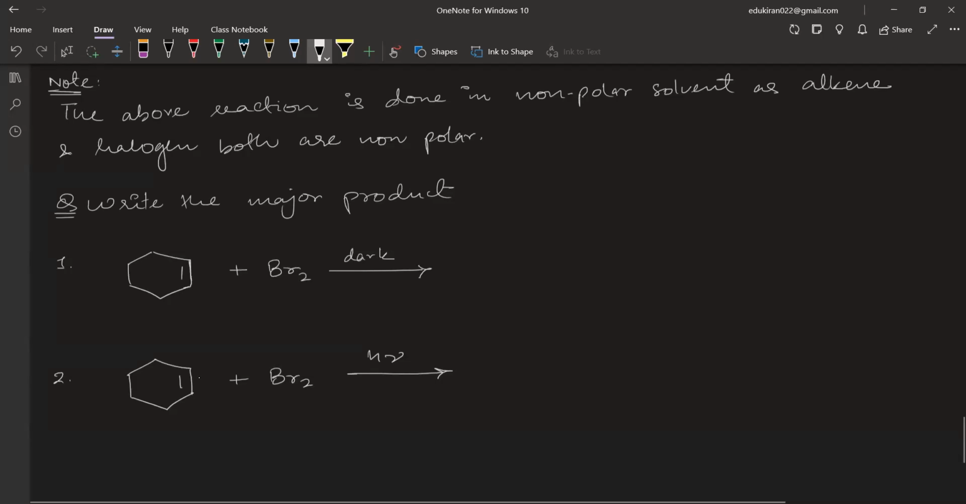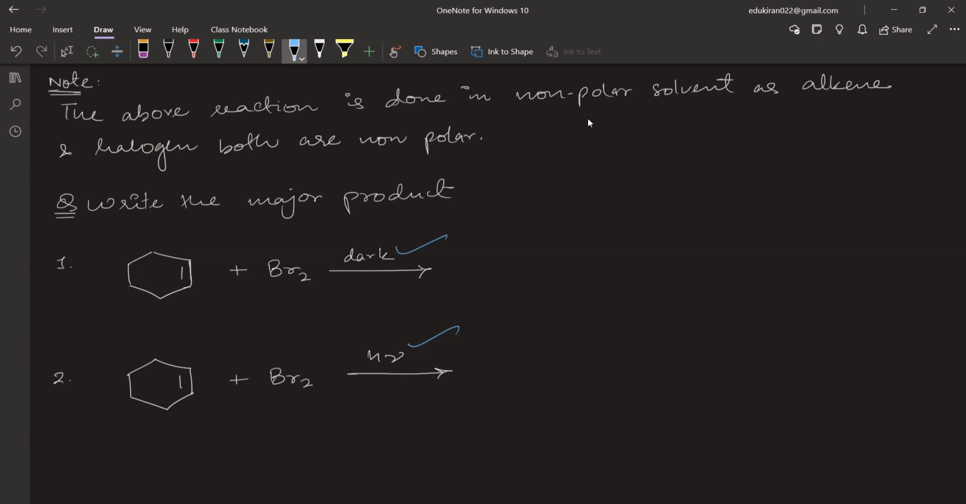The first reaction is done in dark, without the presence of light. And the second reaction is done in the presence of light. ठीक है? तो इसी में लोग पागल हो जाते थे केमिस्ट्री जब पहले करते थे. सुबह कर रहे हैं तो कुछ और प्रोडक्ट आ रहा है, रात में कर रहे हैं तो कुछ और प्रोडक्ट आ रहा है. So what is the difference?